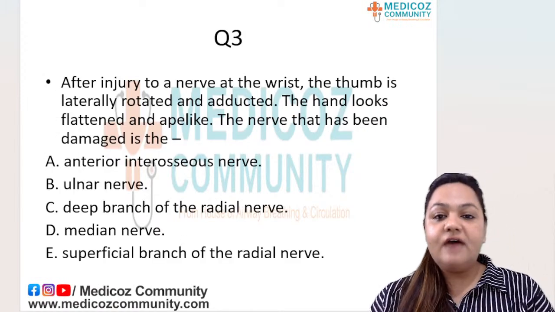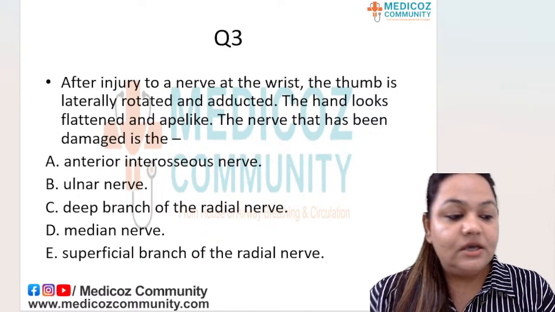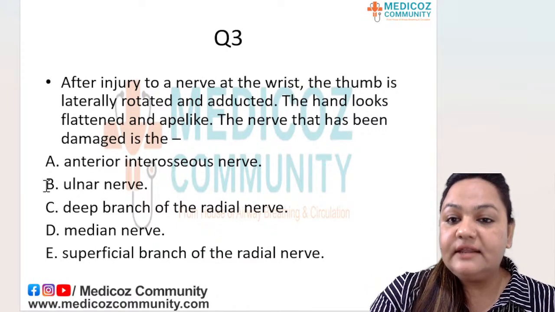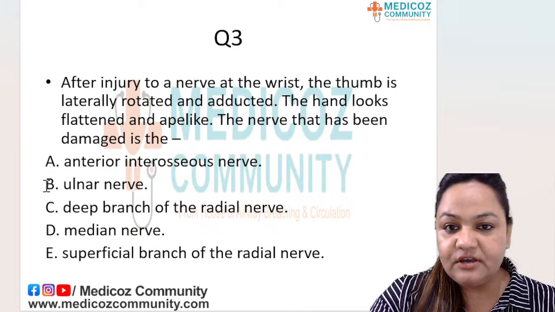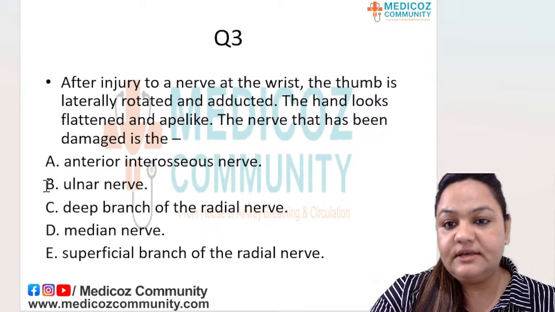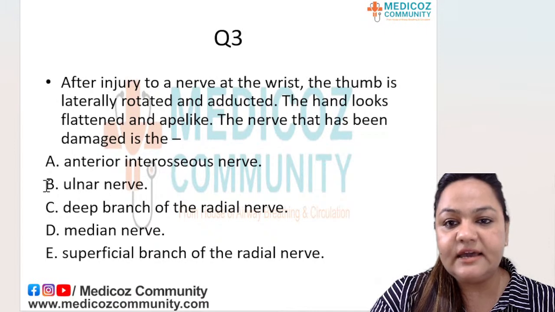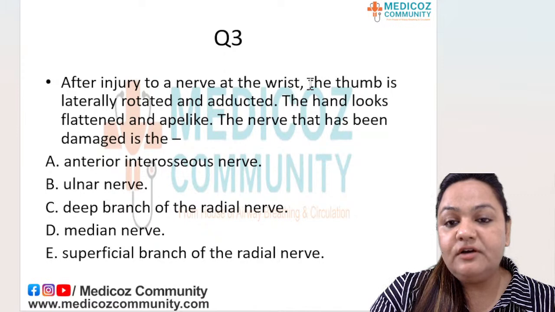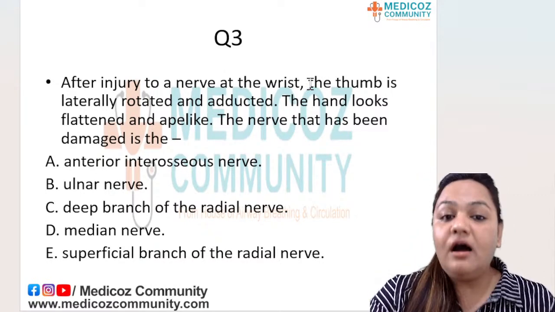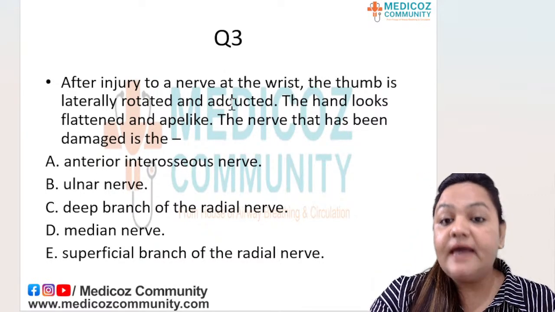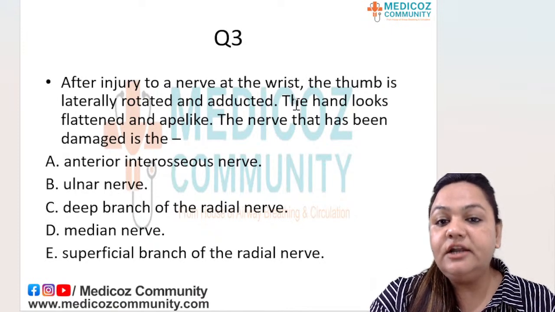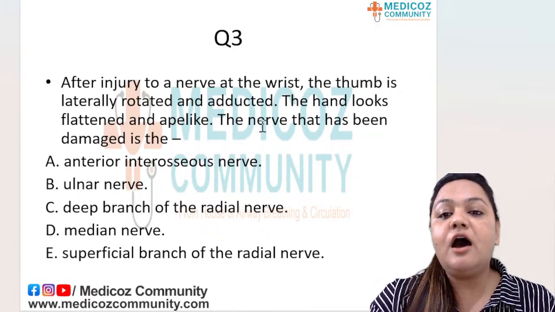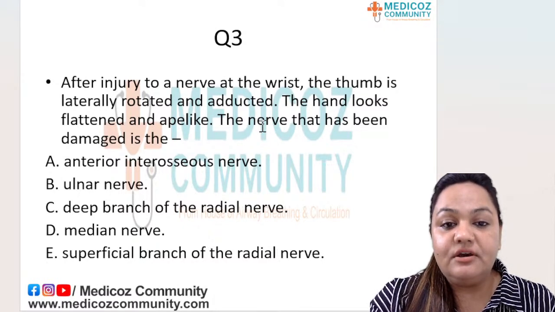Now we have question number 3. The question is: after injury to the nerve at the wrist. So we have a condition here. There is an injury at the wrist, and a nerve is getting injured here. When that nerve is injured, what is the condition? The thumb is laterally rotated and adducted, and the hand looks flattened and ape-like. Now we have to find out the nerve which is damaged here.